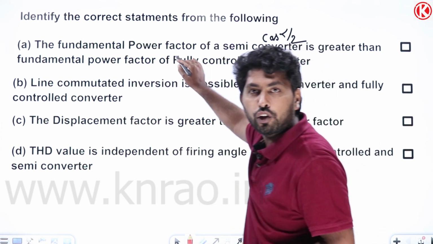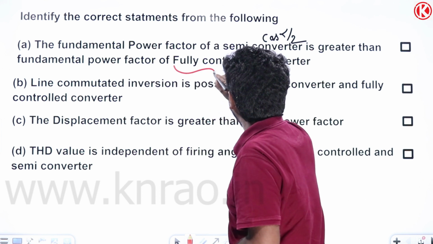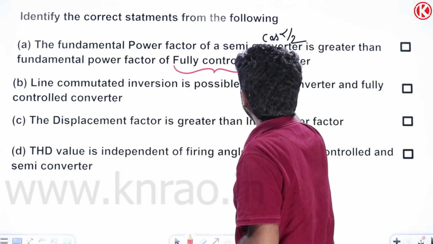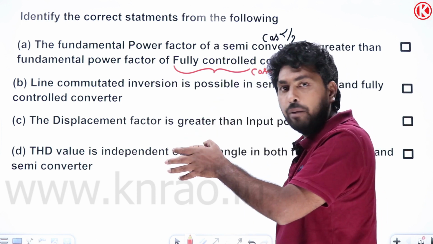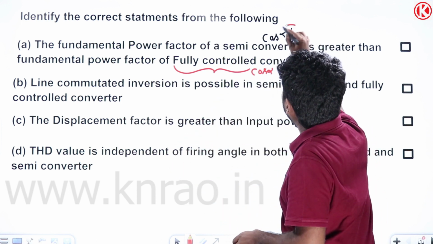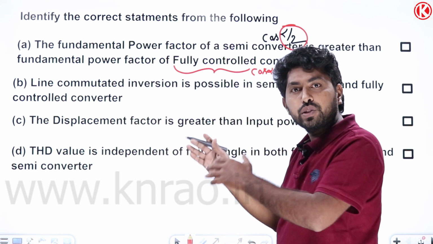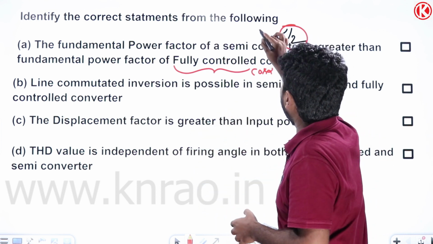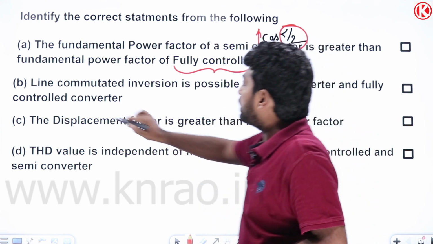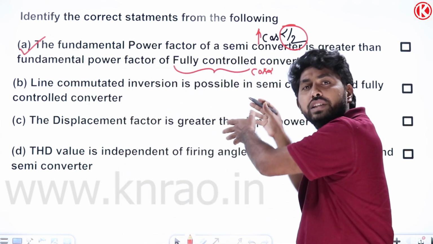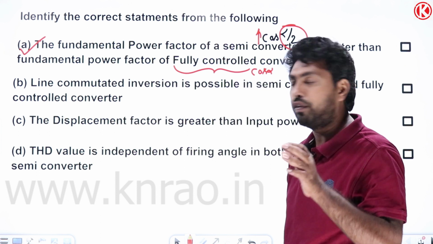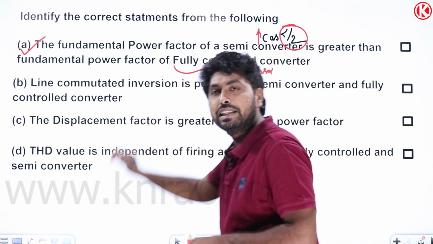For the fully controlled converter, the fundamental power factor is cos alpha. For the same firing angle, the semi converter has the smaller angle, and the cosine of a smaller angle is the larger value. So this statement is right, because cos(alpha/2) is always greater than cos alpha for the same firing angle. Now let us see the second one.